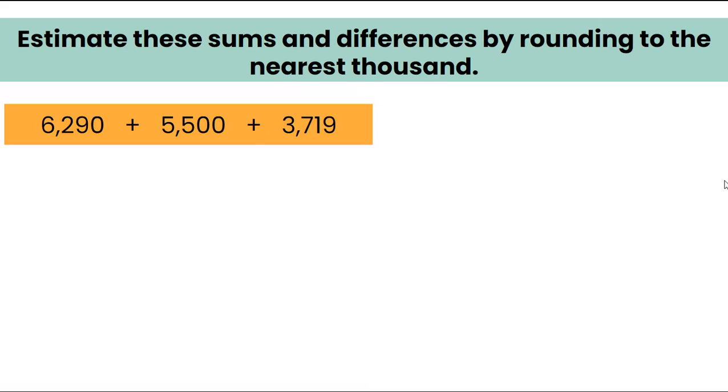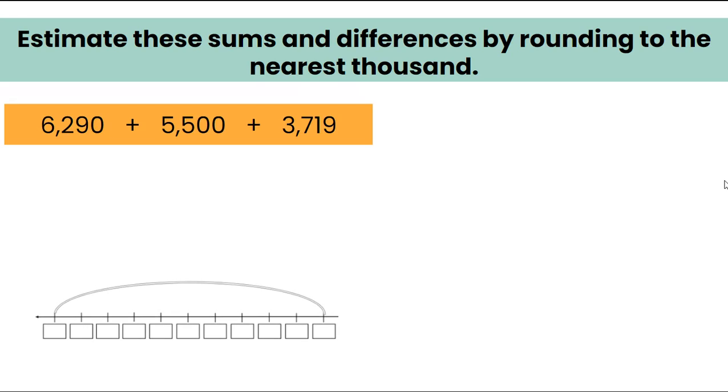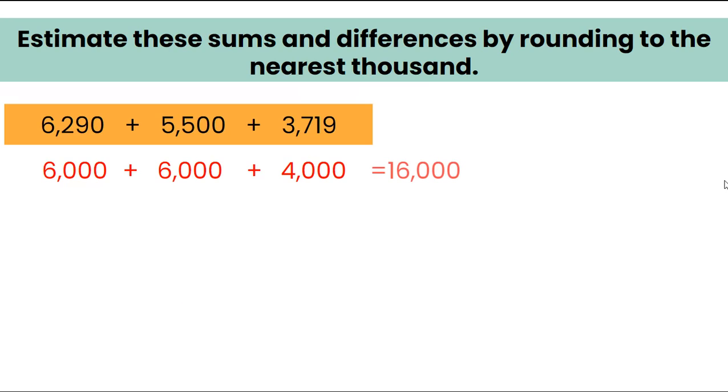Estimating sums and differences is especially helpful when you have a lot of numbers that you need to calculate. Instead of 6,290, I know I can round down to 6,000 because there's a 2 in the hundreds place. Instead of 5,500, I know that I will round up because 5 or more, I'll make it soar, so that's 6,000. And instead of 3,719, I know that I can round up to the nearest thousand, which would be 4,000. 6,000 plus 6,000 plus 4,000, well, I know 6 and 4 make a 10, so that's 10,000 plus 6,000. My answer is 16,000.